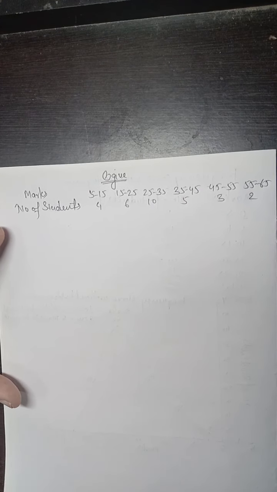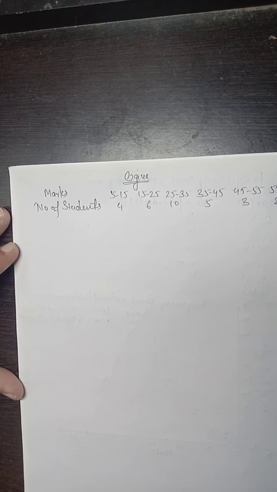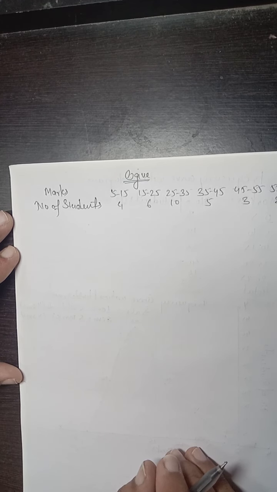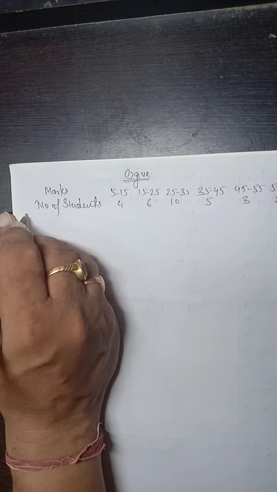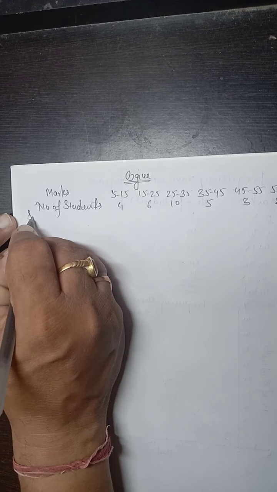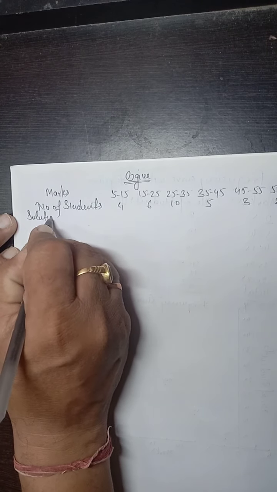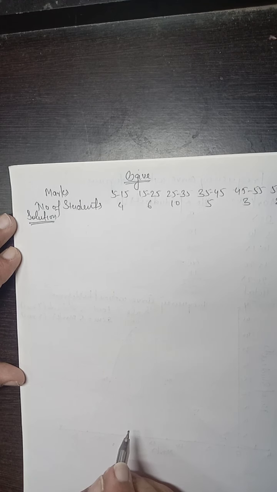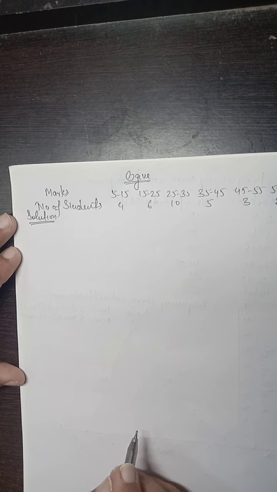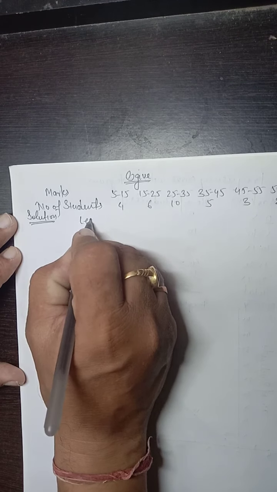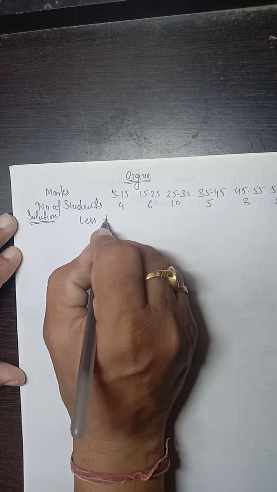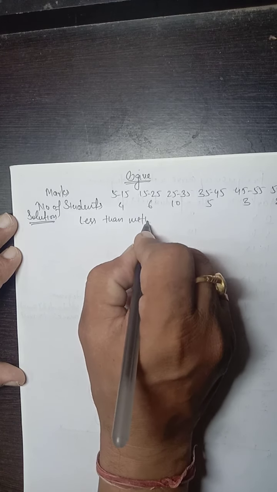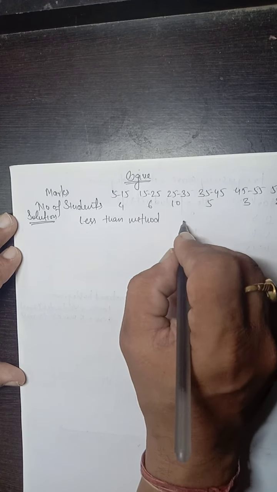For finding the median, we are using the ogive, and for that a less than ogive and a more than ogive have to be prepared. So in the solution, first we have to use the less than and the more than frequency. We have to find out the less than method and the more than method.